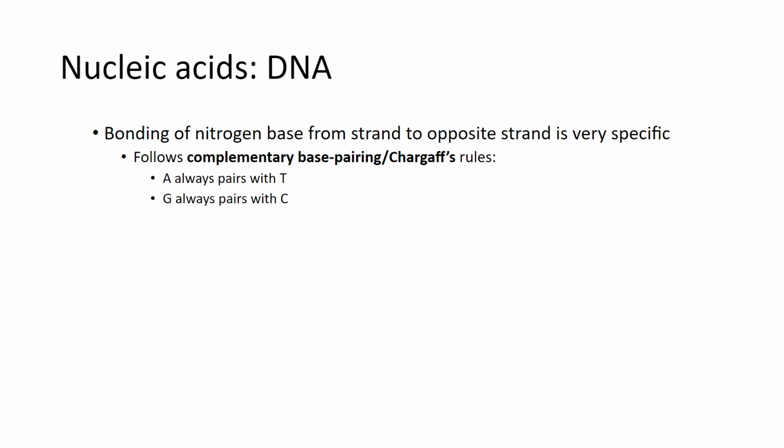Now, if we look at the bonding of nitrogen bases, especially in DNA, we can see that they follow base pairing rules and Chargaff's rules. So base pairing rules are just that A always pairs with T in DNA, and G always pairs with C in DNA. So that's adenine always pairs with thymine, and guanine always pairs with cytosine. Because of these base pairing rules, if we're given information about how much adenine or how much cytosine is within DNA, we can figure out how much of the other bases is within DNA.